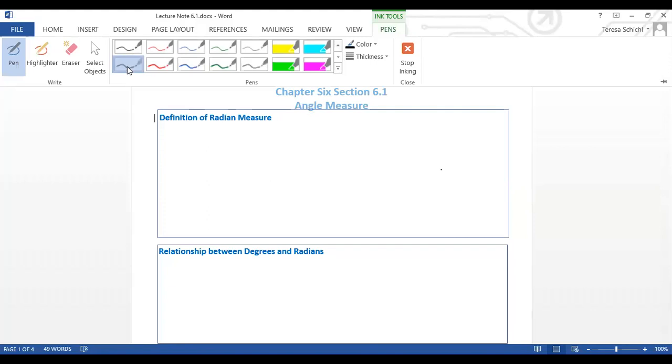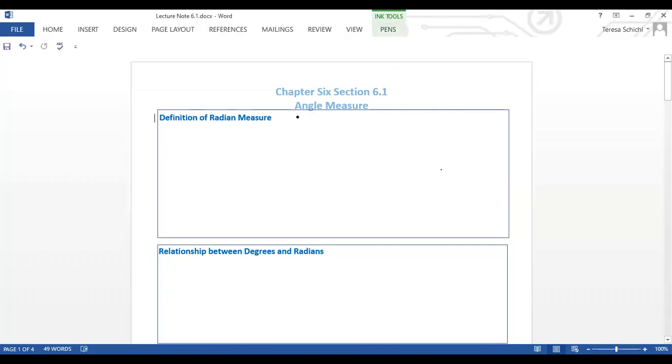Okay, so the first thing we talk about in section 6.1 is angle measures. When we talk about angles, we have two kinds of measurements: degrees and radians. We know degrees: a whole circle is 360 degrees. We're very familiar with degrees, so what are radians?